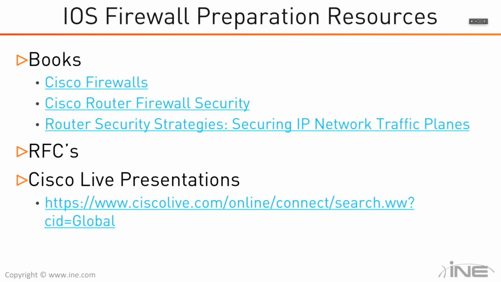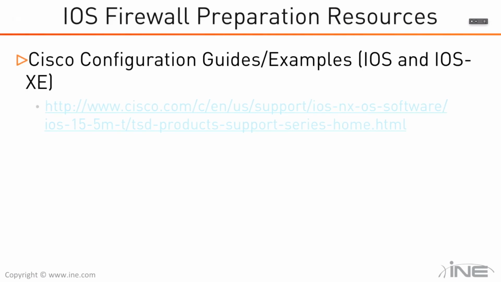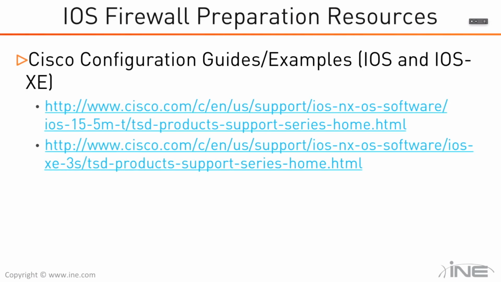Then, of course, Cisco presentations. For IOS Firewall, look at older Cisco presentations like the ones from 2013 or 2014, because nowadays there's not a big emphasis on these features. And last but not least, your IOS configuration guides, Cisco's configuration guides and examples. We have both the IOS configuration guide, for regular ISR routers like the old 3900, 2900 or 1900, and of course IOS XE.